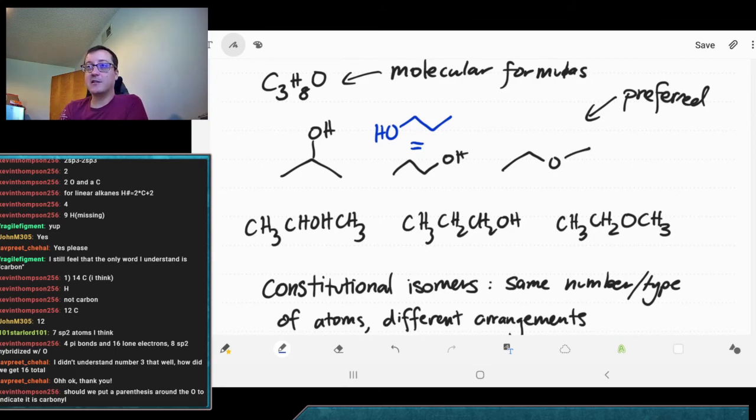So we see here this particular formula can give us 3 different constitutional isomers. So we have the isopropyl alcohol, the propyl alcohol, and the ethyl methyl ether. Again, you don't need to know how to name those yet. But that was left to right. So we can see here we have very different molecules for each one. The first two will be similar to each other, the other one very different.